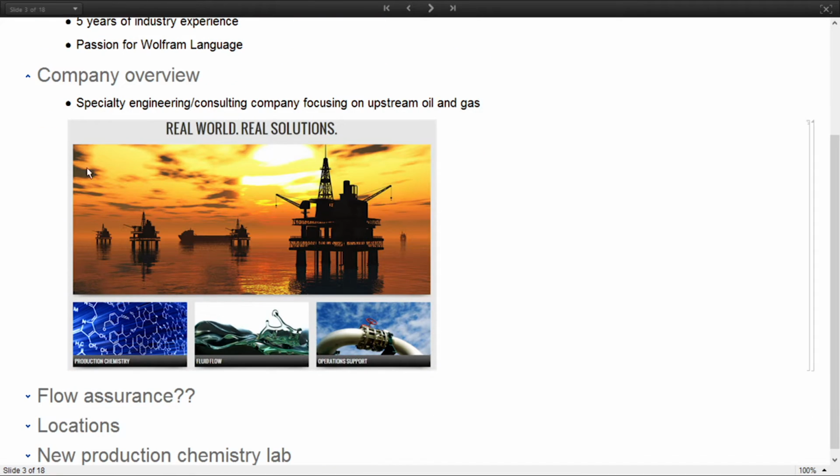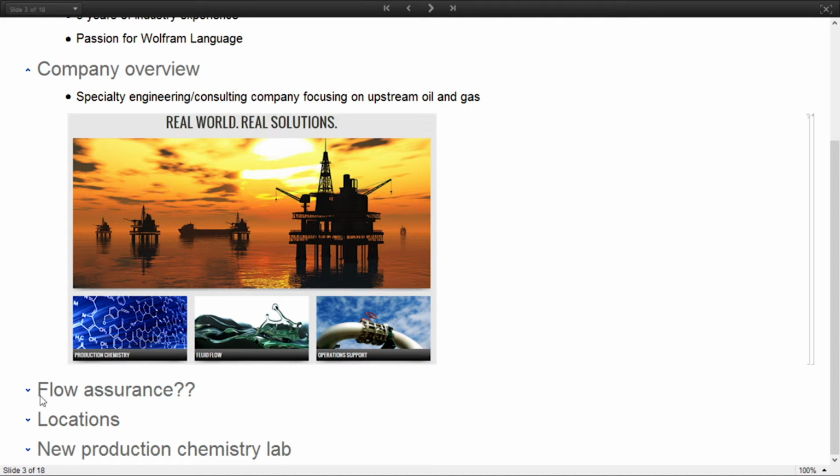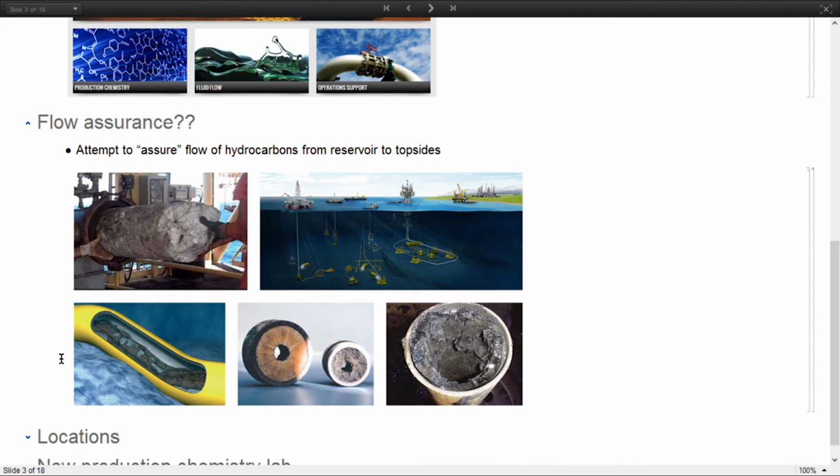So just a quick company overview. My company, Assured Flow Solutions, focuses on specialty engineering and consulting in the upstream oil and gas sector. The specialty that we fall under is called flow assurance. Basically, we attempt to assure that you have flow of hydrocarbons from your reservoir to your topsides. Most of our work is offshore, so we're dealing primarily with subsea pipelines, and there are a lot of issues you can run into that people wouldn't really think about.